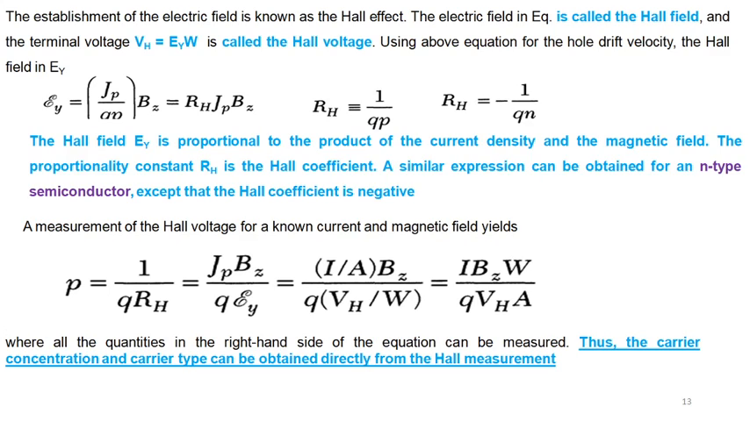and finally you get the equation p equals I B_z over W q V_H, or per A. From this, the carrier concentration and carrier type can be obtained directly from the Hall measurement. That means the Hall effect is very important to determine the charge carrier sign. From that we can determine which carrier type is there, n-type or p-type. We can also determine an unknown magnetic field. We can determine the Hall voltage and the Hall coefficient. A number of things we can do by using the Hall effect.